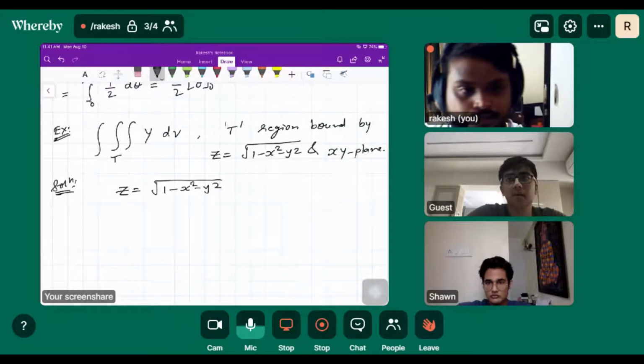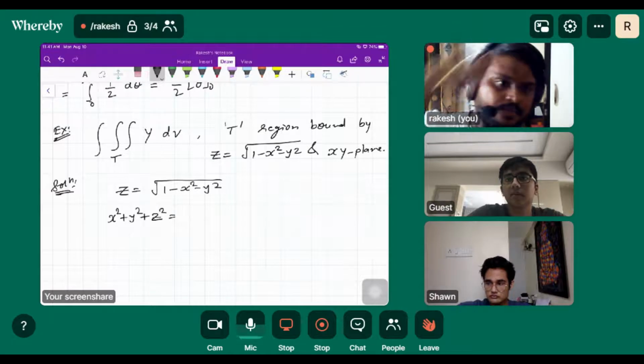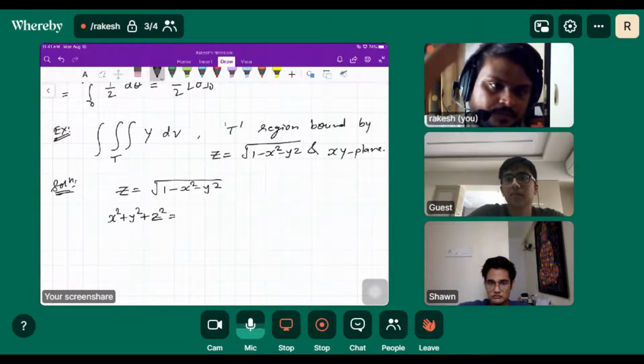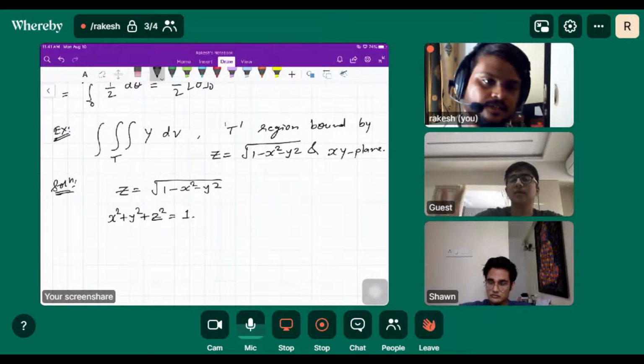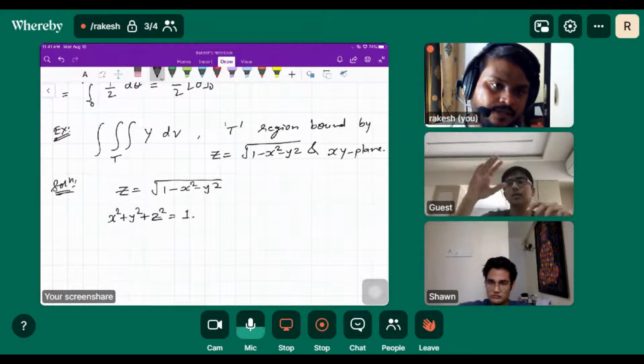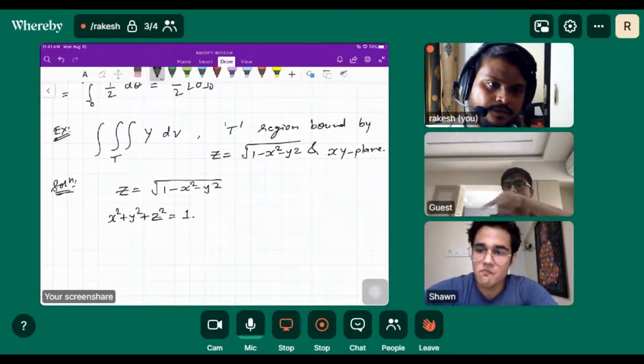See, if you square on both sides, yeah, I understood your logic. You might be saying the half sphere, right? The hemisphere, maybe. If you square on both sides, we can understand. But if it is x and y, it's like this.